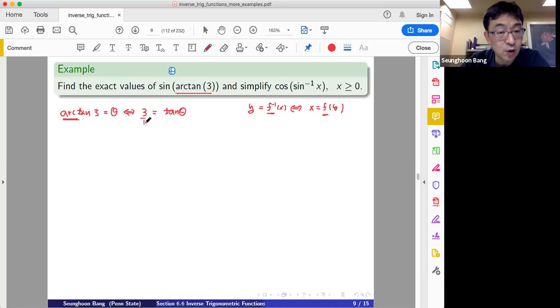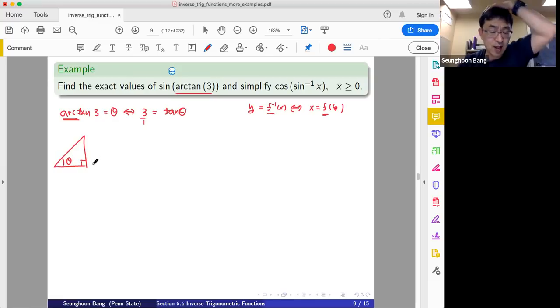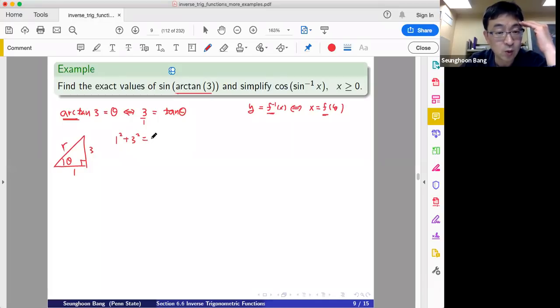The 3 is 3 over 1. You can draw a right triangle, like this. I can use the definition of tangent. The definition of tangent is opposite over adjacent. 3 over 1. You can find the hypotenuse. We don't know it. I can call it R. You can use the Pythagorean theorem. 1 squared plus 3 squared equals R squared. Exactly, 10 equals R squared. Take the square root. R equals square root of 10. So R is square root of 10. So we have it.